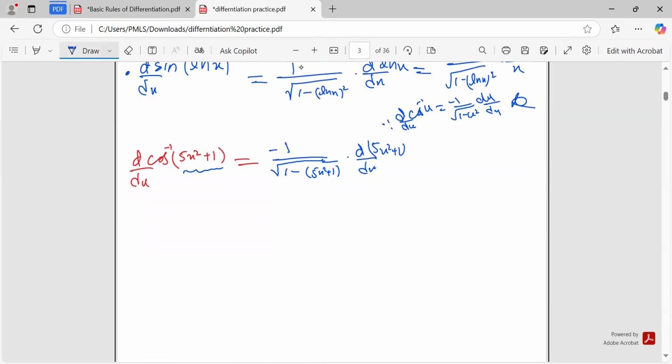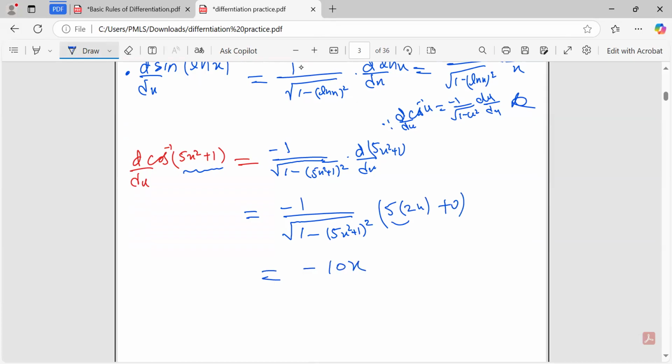So in this way, what will we get? We will get minus 1 over square root of 1 minus, here is a square, (5x squared plus 1) whole squared, and the derivative of 5x squared by the power rule is 10x, and the derivative of the constant is 0. So this will become minus 10x over square root of 1 minus (5x squared plus 1) whole squared.